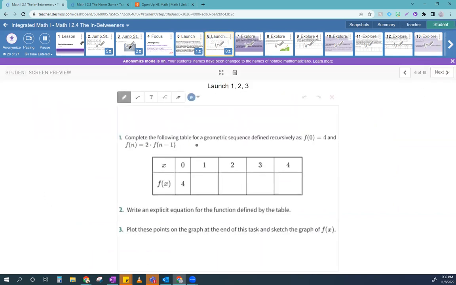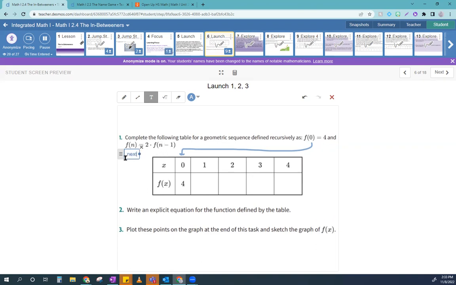All right, so here's the next problem. It says, complete the following table for a geometric sequence recursively as f of 0 equals 4. This is this, right? And then it says, okay, now repeat this with me. In regular terms, this says, what is f of n? How do we say f of n in normal English terms? F of n and f of n minus 1. How do we say this?